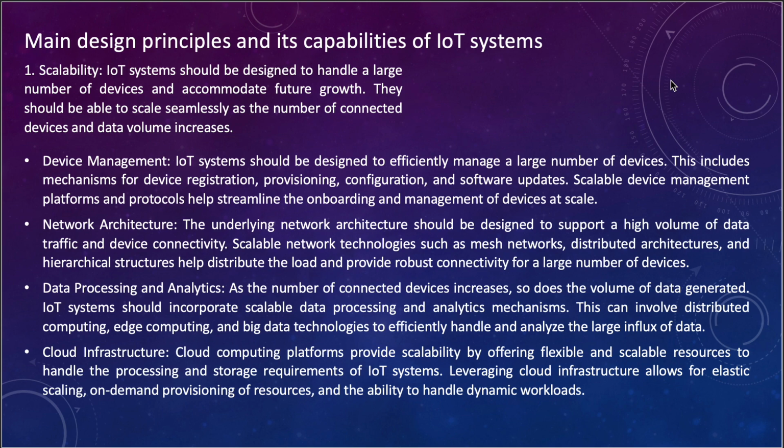Then network architecture. The underlying network architecture should be designed to support a high volume of data traffic and device connectivity. Scalable network technologies such as mesh networks, distributed architecture, and hierarchical structures help distribute the load and provide robust connectivity for a large number of devices.